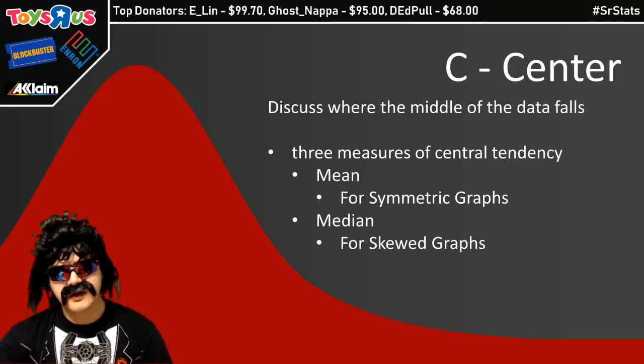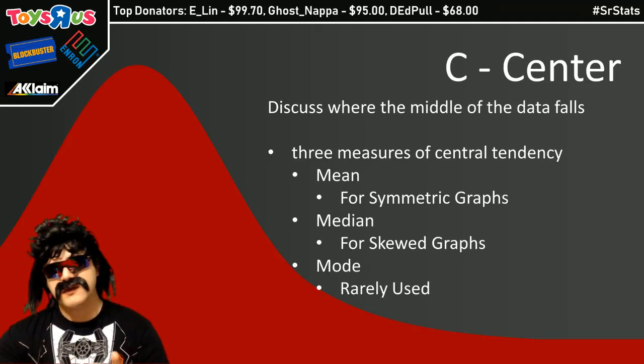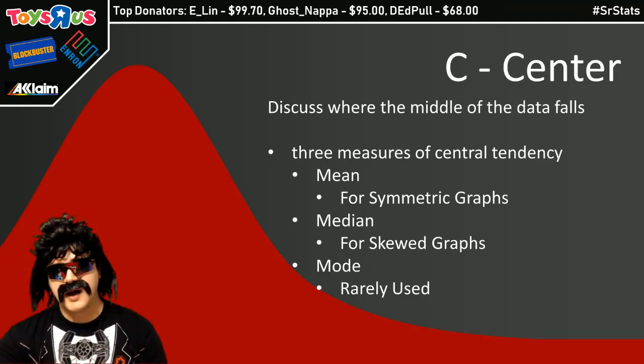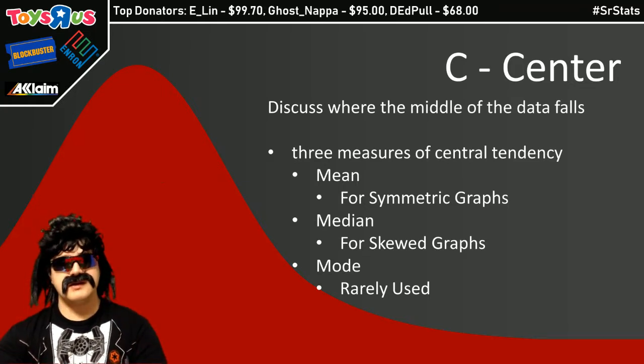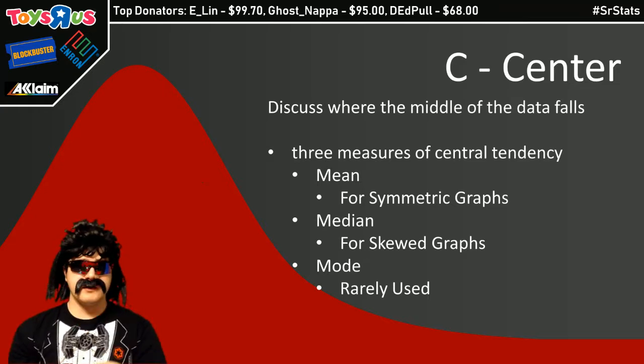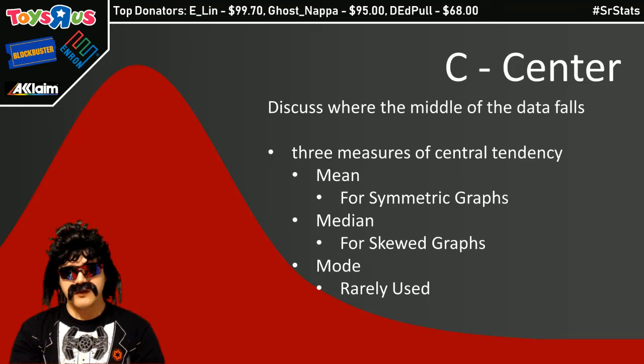And then the third measure of central tendency is the mode. This one we are rarely going to use to describe the center. It's not very helpful, because it's more for when the data is all over the place and something pops up more often than others. So it's not really a good measure of central tendency, but it is one that is technically available.